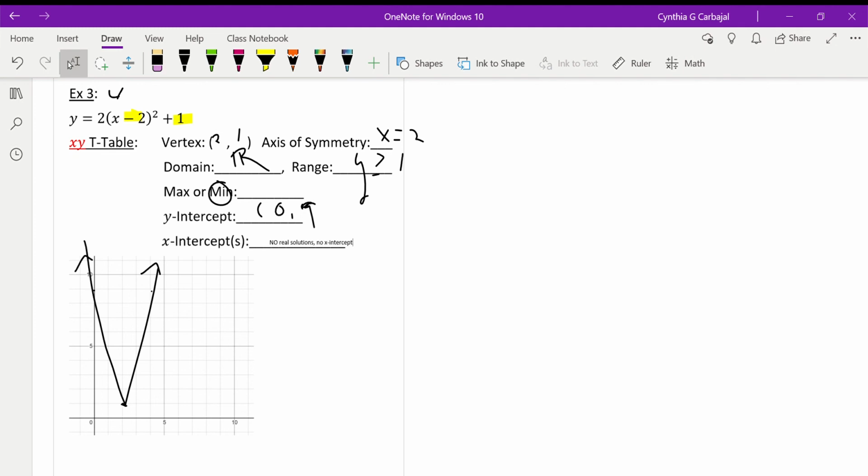As you could tell, this graph is actually more narrow, and that's because there's a 2 in the front, meaning everything doubled. So it changed twice as fast. So instead of going right 1 and up 1, it would go right 1 and up 2. And instead of going 2 to the right and up 4, it would go 2 to the right and up 8. So it changes really quick because of the 2 in the front, which makes it more narrow.